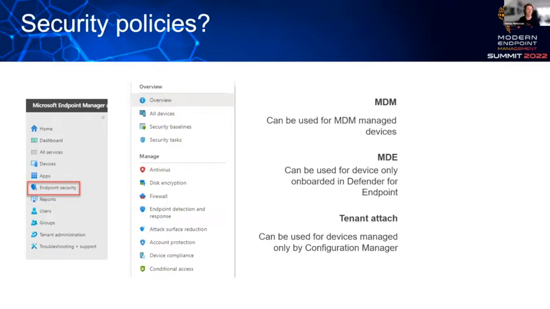So that's why it's in there and it's great to use. The other feature is the tenant attach, which you could say leverages the cloud attachment from your config manager on-prem system. So what we do here is that when you set a policy, it will travel down to your config manager and through the config manager agent on your devices. That is also a way of leveraging policies. So that's why endpoint security is so strong. It's not only Intune managed devices.